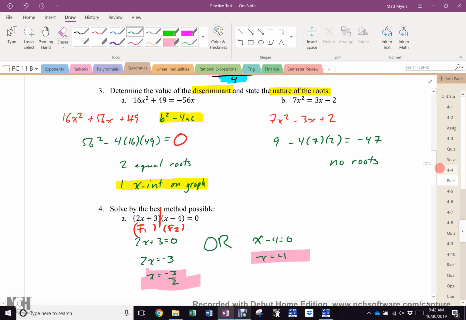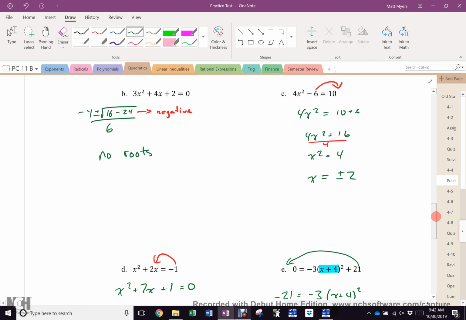There is 3 A and B. I would accept either answer here, remember, right? Technically, it's 2 equal roots, but on a graph, you'd only see 1. And this one is, of course, no roots because it's negative. And then since this one is already factored, the easiest thing to do is just to run it through with both equaling 0. Any questions up to number 4? Excellent.